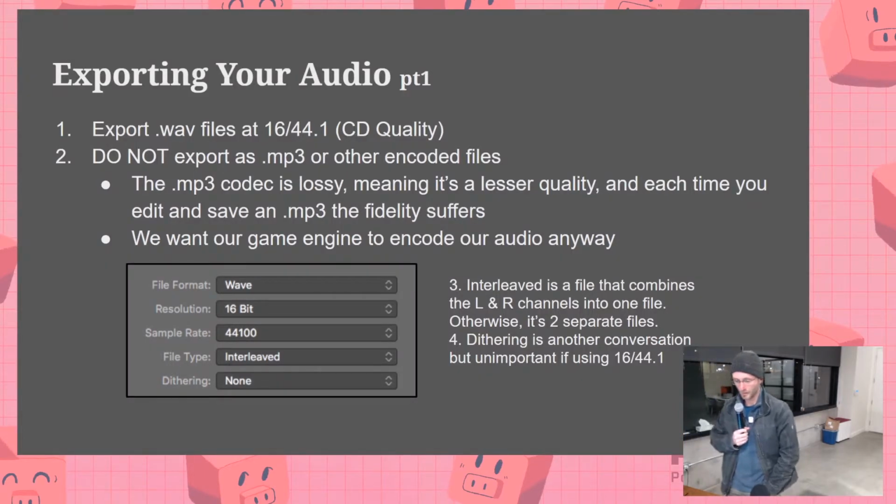So we're going to talk mostly about post stuff. You've already created your sound in your DAW, and you're ready to export it. You want to make sure that you don't export something that's encoded, because we're going to do a lot of editing to the files after the fact. When you export as MP3, that's a lossy codec, which means that the quality is going to degrade from the original. And if you edit that and save it further, the quality will get less and less each time you do that. So export WAV files at 16/44, which is 16-bit, and 44,100 samples. We want our game engine to encode waves anyways.